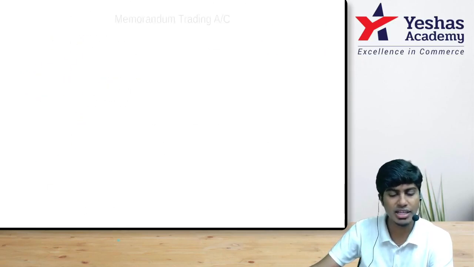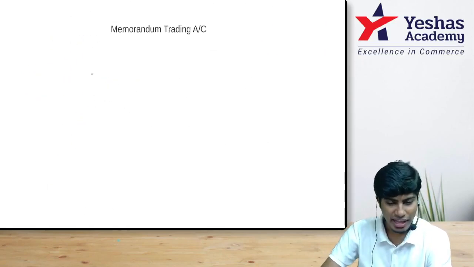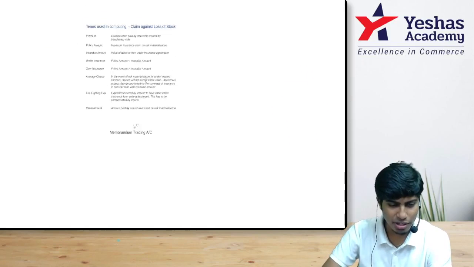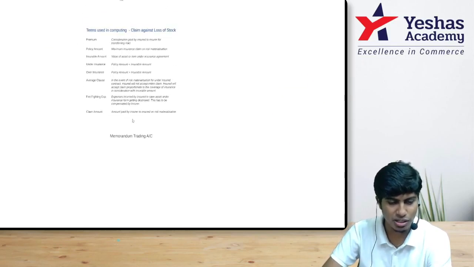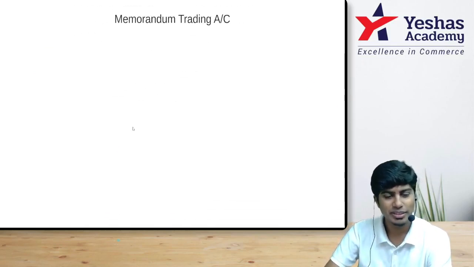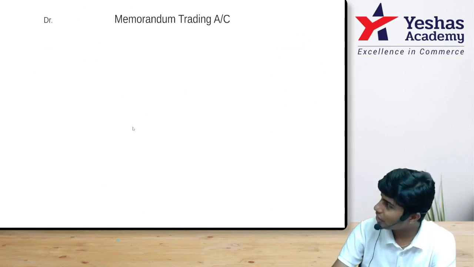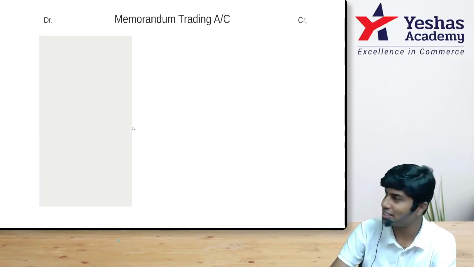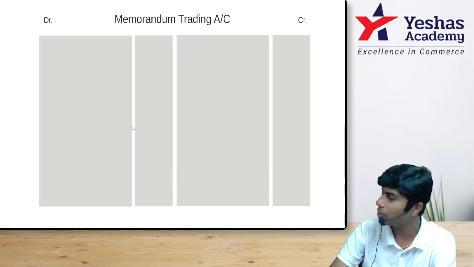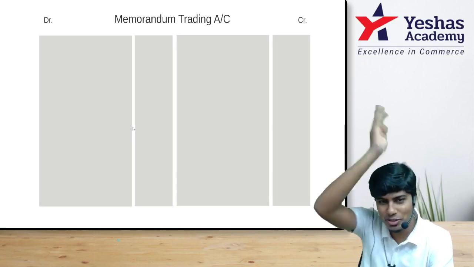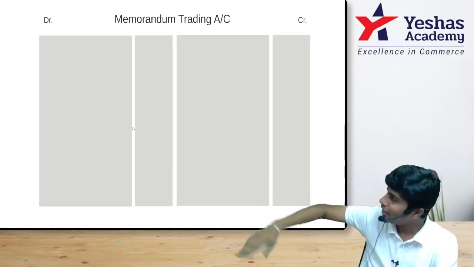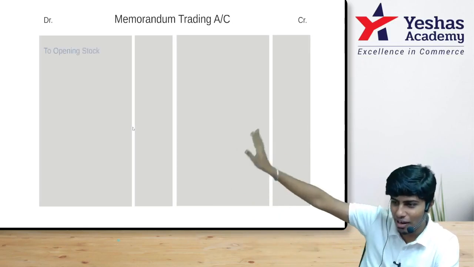Let us see an example of a memorandum trading account. Actually speaking, this memorandum trading account should come above, and these terms used in computing should come below. We'll do that. Memorandum trading account looks like a trading account: debit side, credit side, particulars, amount, particulars, amount. Got it? Previously I used to draw a blue color table, now I like this gray color box.